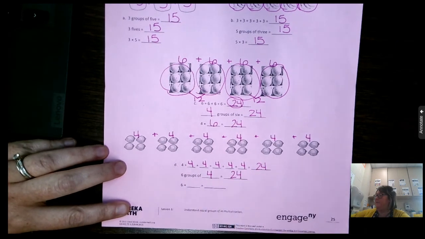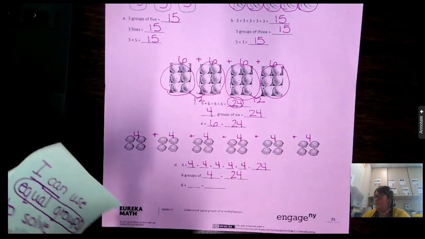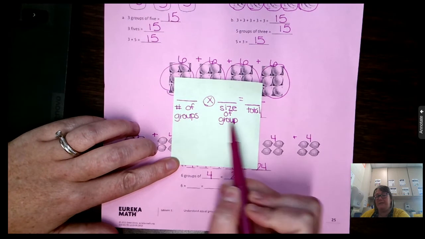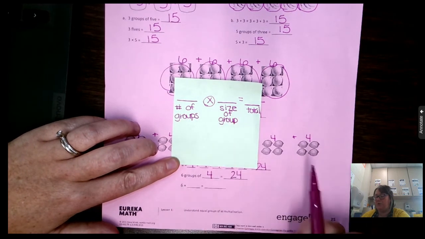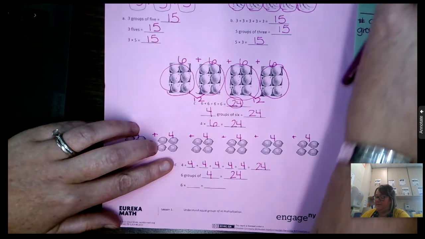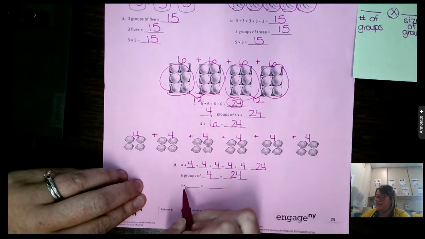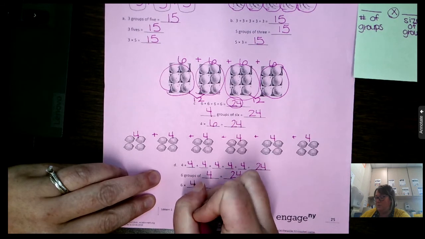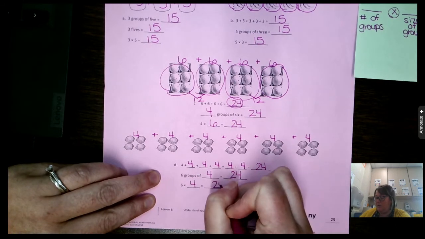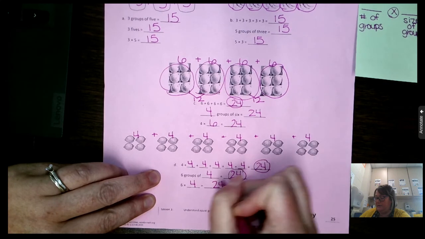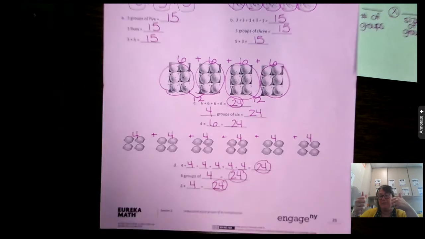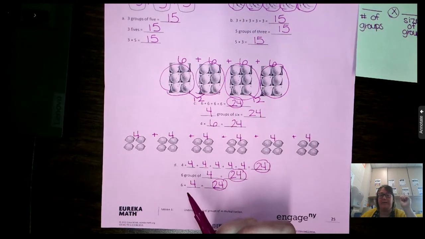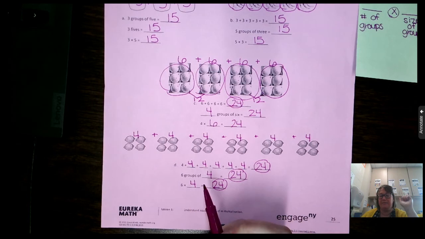Now, if we remember with this sticky note here, the first number is the number of groups times how many are in each group, and then we have the total. So the number of groups there is 6, which they gave us, times the size of the group. So how many are in each group? 4, which again equals 24, because we already found that total there. Okay, give me 2 thumbs up if you feel pretty good about that. Even if maybe you didn't get something right, if you're feeling better about it now, give me that thumbs up. Super job, boys and girls.